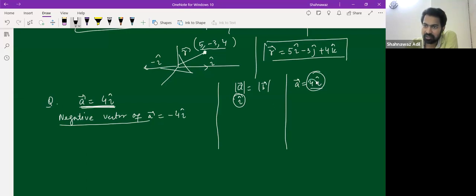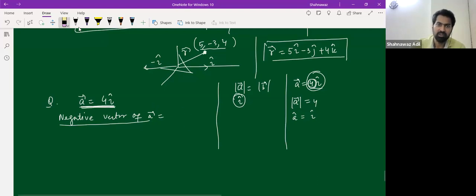So the magnitude is 4, right? And the direction is i. If I want to write the negative vector of a vector, the magnitude is 4. And what would be the direction? The opposite of i. So opposite of i is minus i, right? This is i, and this would be minus. So this would be minus 4i.